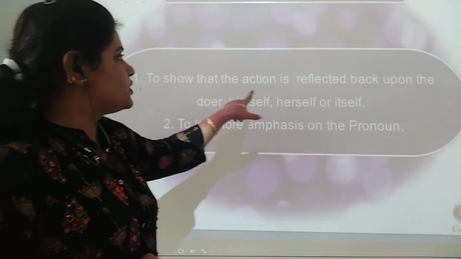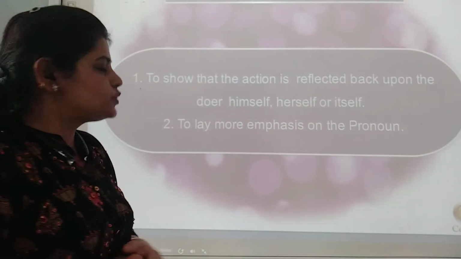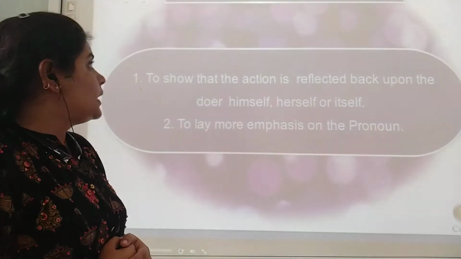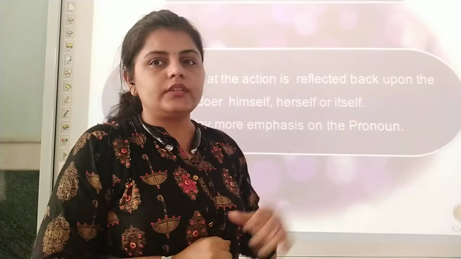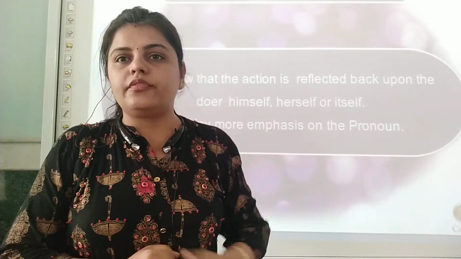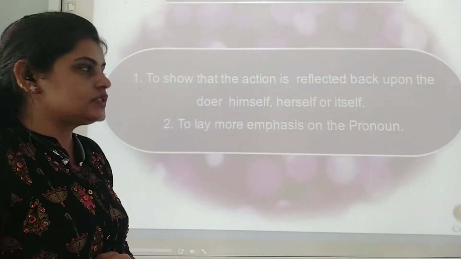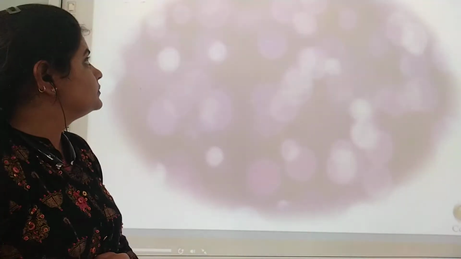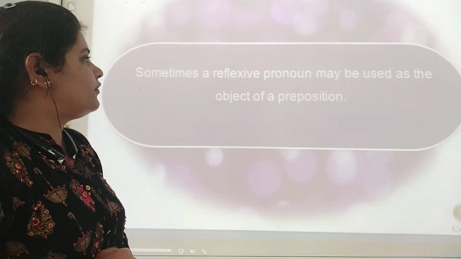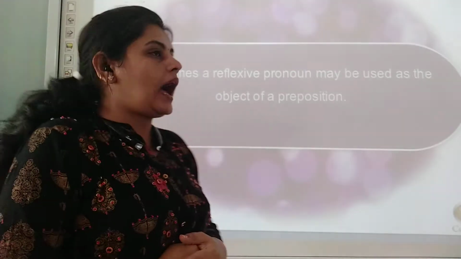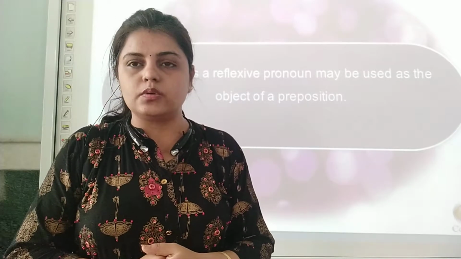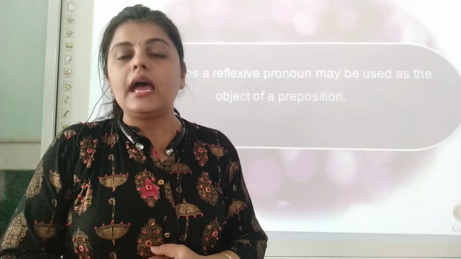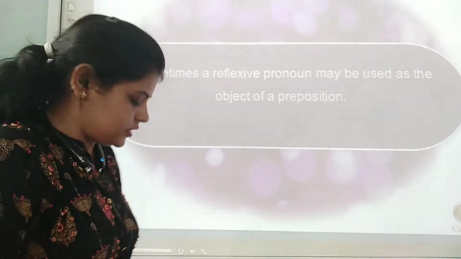To show the action is reflected back upon the doer, that means back upon the subject himself, herself or itself, and to lay more emphasis on the pronoun, it is used as the object of the verb. Sometimes a reflexive pronoun may be used as the object of a preposition also. How? After the preposition, these self words are used as the object of the preposition.